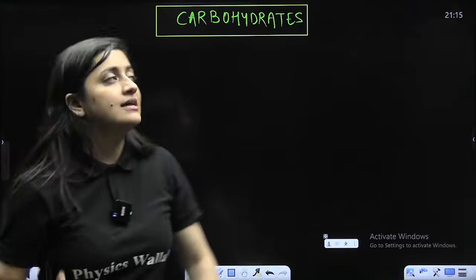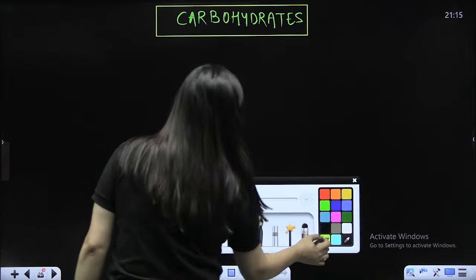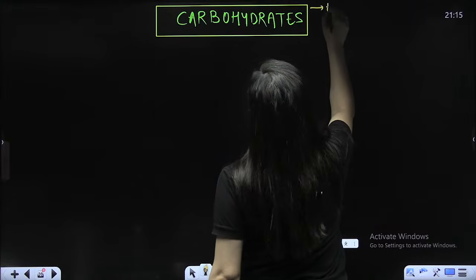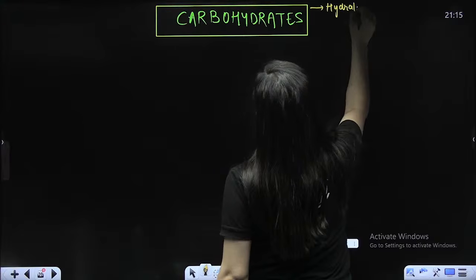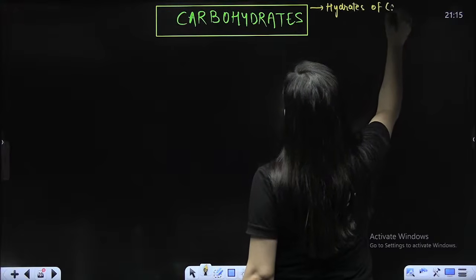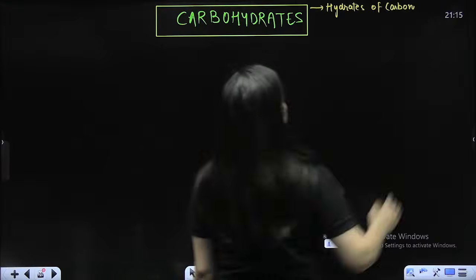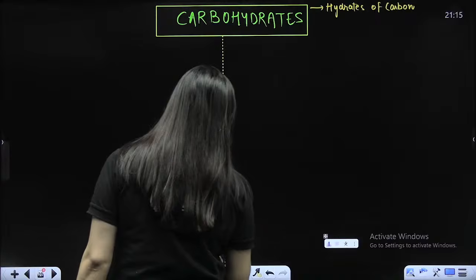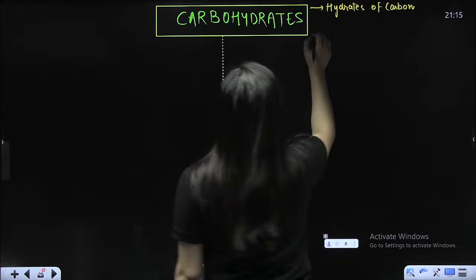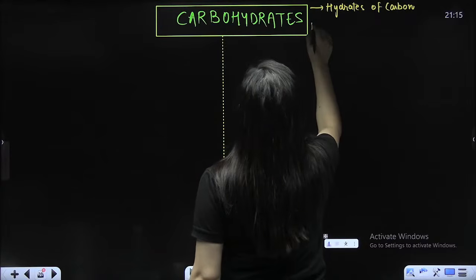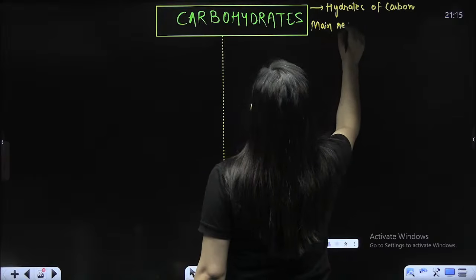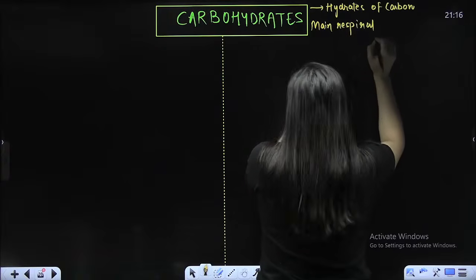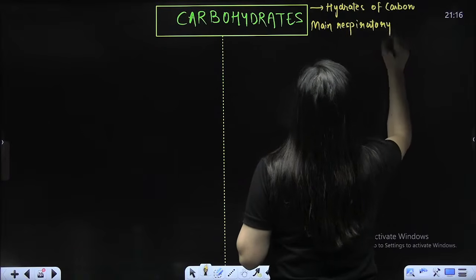So let's revise the carbohydrates. Carbohydrates, hydrates of carbon. What does it mean? We'll discuss that. What is the word that I have used? I am saying they are the hydrates of carbon. So it is the first or the main respiratory substrate, whenever we eat something.